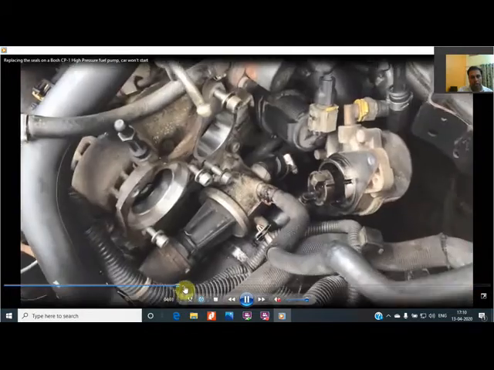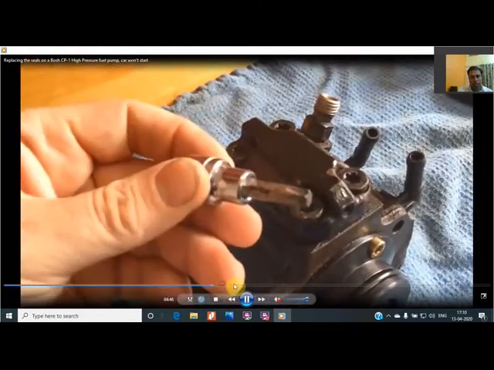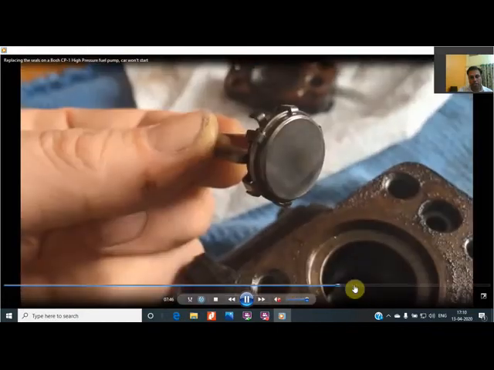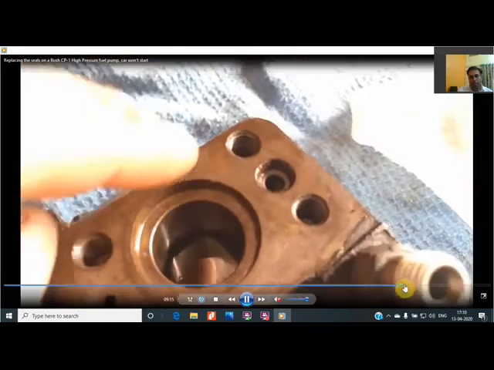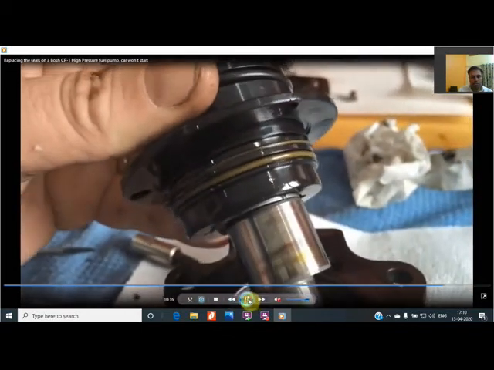Now he is showing how to open it and how it is replaced. He is showing the mechanism of replacing the gaskets. The gaskets are being replaced because certain leakage was there in this.